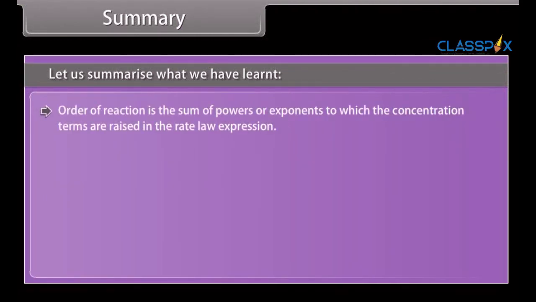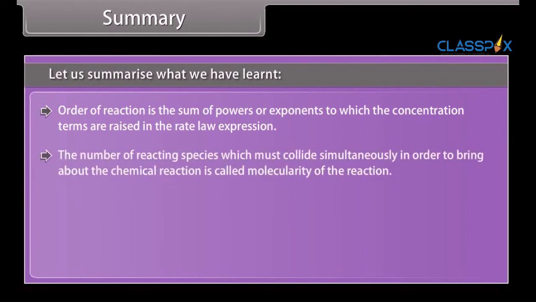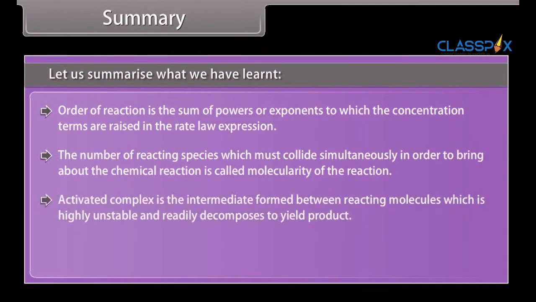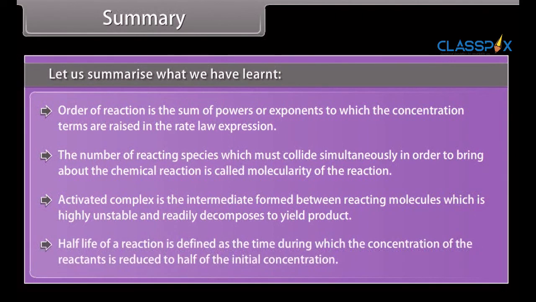Order of reaction is the sum of powers or exponents to which the concentration terms are raised in the rate law expression. The number of reacting species which must collide simultaneously in order to bring about the chemical reaction is called molecularity of the reaction. Activated complex is the intermediate formed between reacting molecules, which is highly unstable and readily decomposes to yield product. Half-life of a reaction is defined as the time during which the concentration of the reactants is reduced to half of the initial concentration.